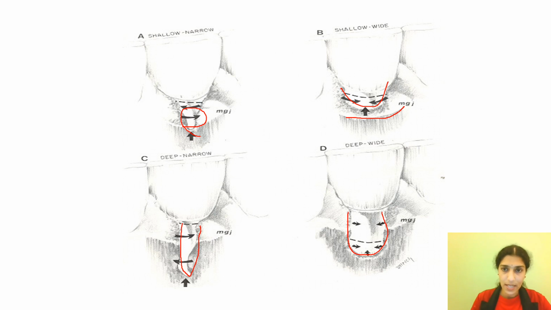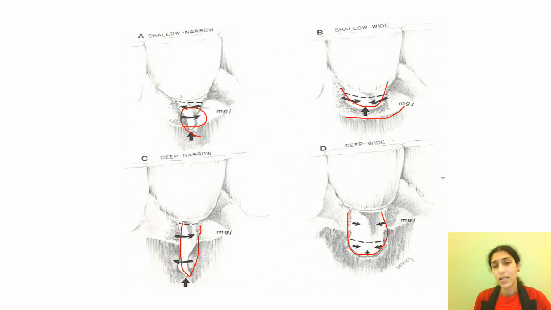According to the Sullivan and Atkins classification, there are 4 types of gingival recessions, which are, as you can see in the picture, shallow narrow, shallow wide, deep narrow and deep wide. As the name clearly explains, in shallow and narrow, the recession is narrow, and as it is very shallow, it is not even extending beyond the mucogingival junction.